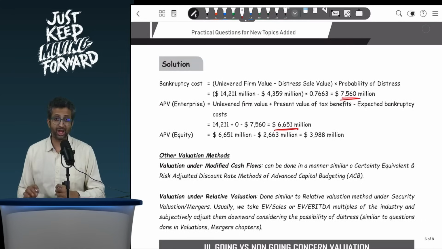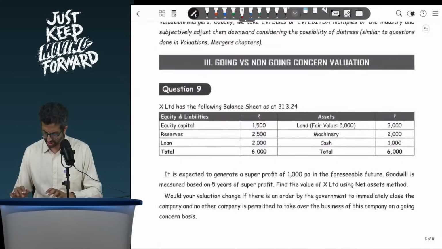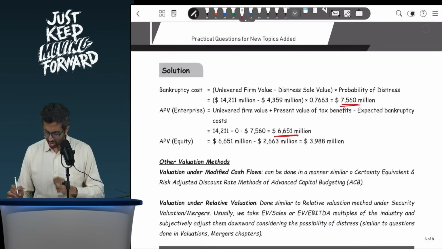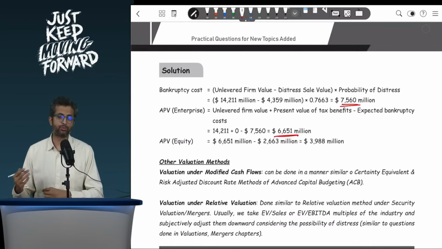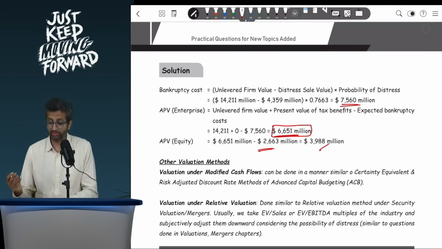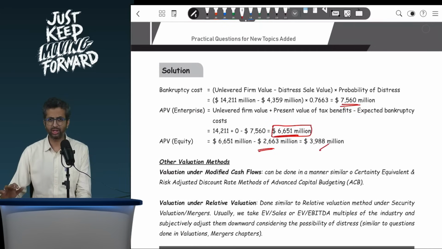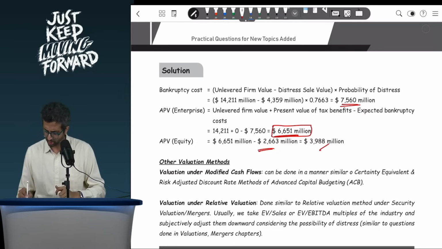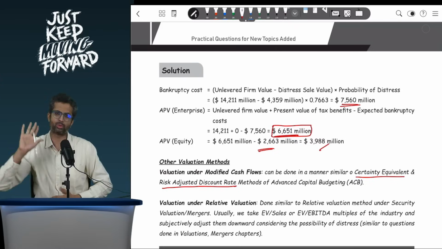And if you want to find the adjusted present value for the equity, I think here instead of 7550, this is 7560, and accordingly there is a 10 difference, so this is 6650. Okay, and then you have the adjusted present value for equity. So whatever is your enterprise value, from that you subtract debt, and that will give you equity. So that is just about it. Nothing to be really scared of. These are two new things where you need a problem. For the modified cash flow, we have mentioned over here that you can do it in a manner similar to certainty equivalent or the risk adjusted discount rate method, for which you have separate sums in advanced capital budgeting.